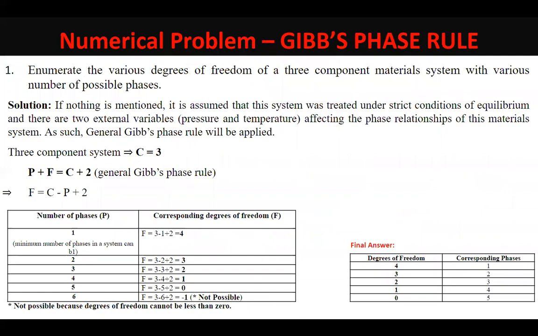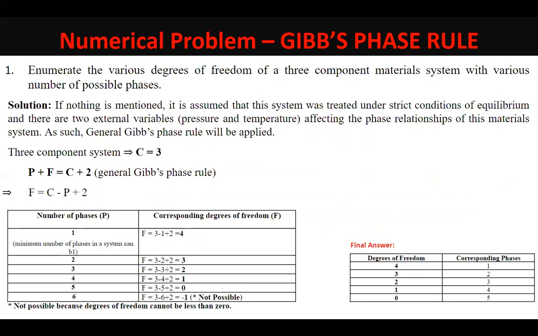This is one numerical that I've brought for you. You can go through this numerical. It says: find out the various degrees of freedom for a three component system with various numbers of possible phases. Now, in order to do this numerical, students, you must know that the minimum possible number of phases in a material system is zero. No, it's one. The minimum number of phases that can be observed in a material system has to be one.